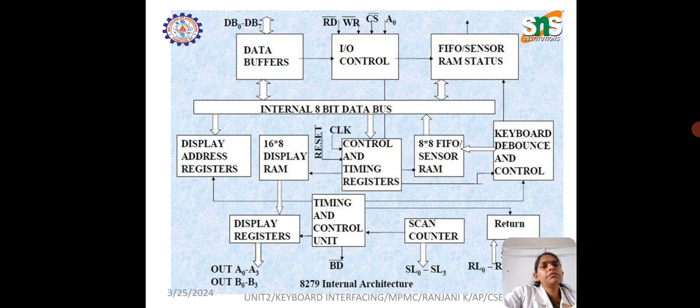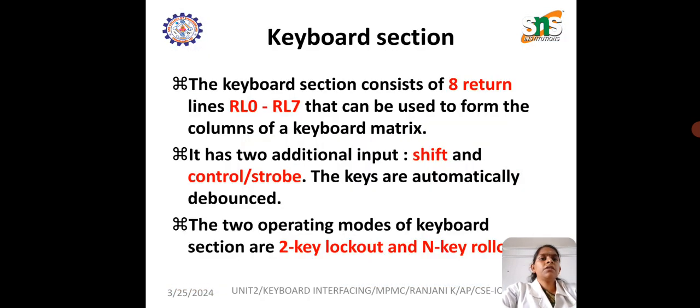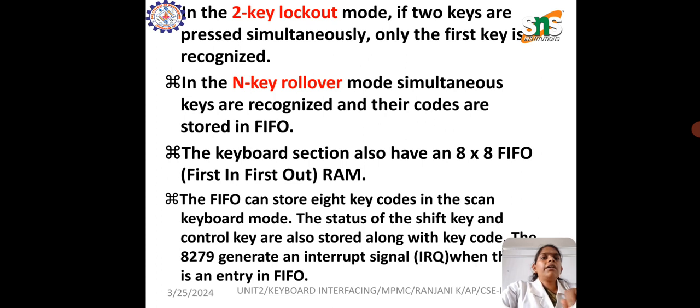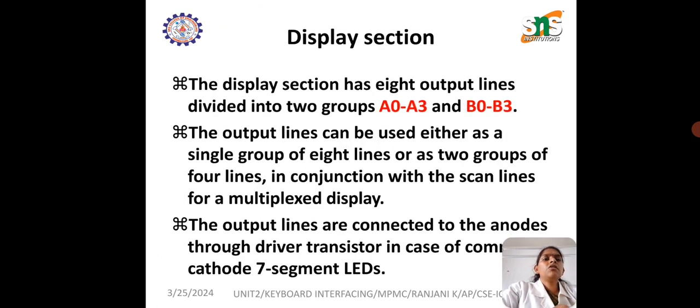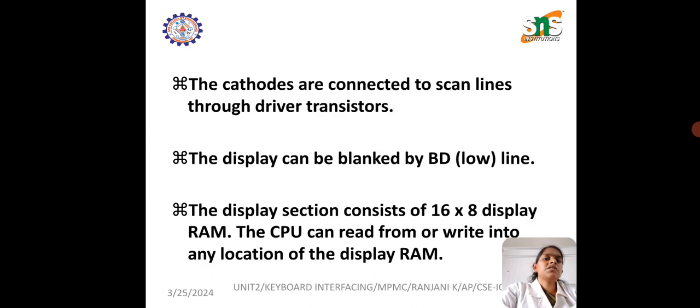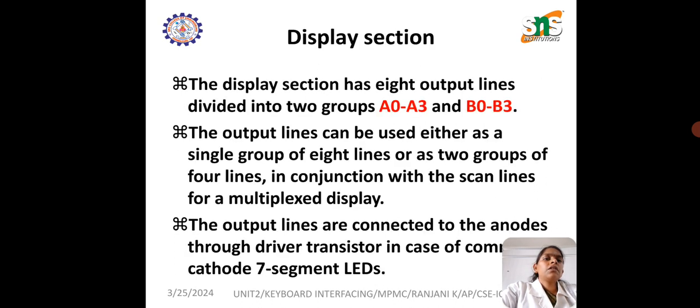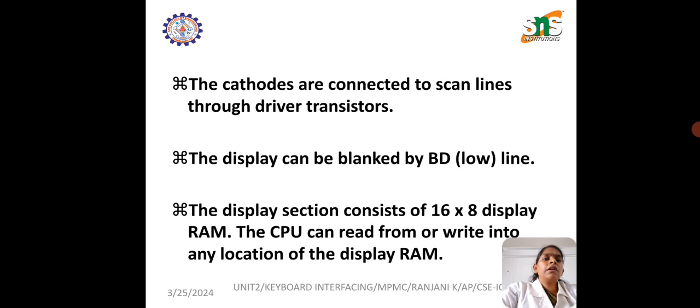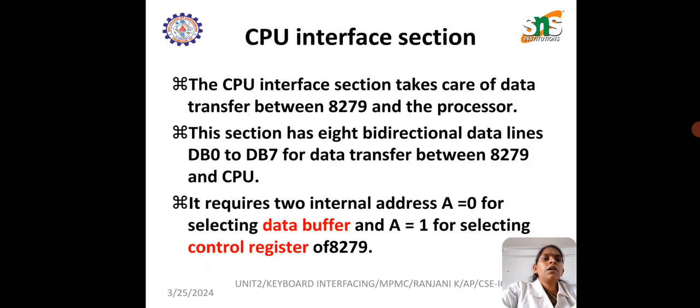And this is a detailed view of this architecture and design. It also has a 2-key lockout mode. If two keys are pressed simultaneously, only the first key is recognized. The next one is the N-key rollover mode. Here the keys are recognized and their codes are stored in the FIFO. The detailed display section has already been discussed.